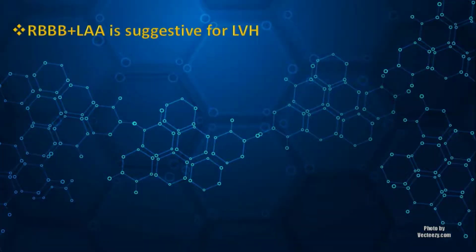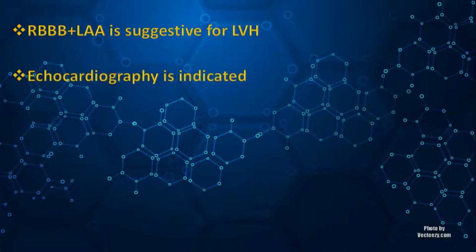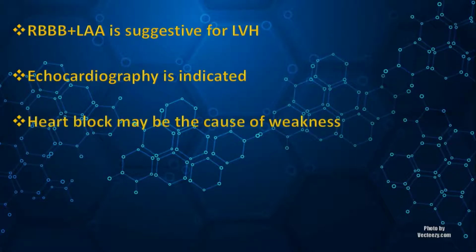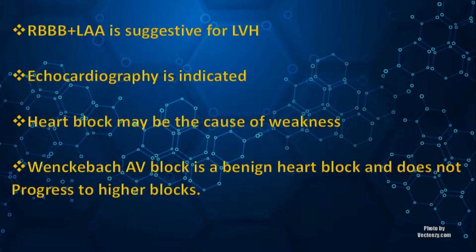Note that presence of right bundle branch block with LA abnormality is suggestive for underlying left ventricular hypertrophy, so echocardiography is indicated. On the other hand, the underlying block may be the cause of weakness in this patient. So, further evaluation and cardiology consult is necessary. But in my opinion, urgent hospital admission is not required in this patient, because Wenckebach AV block is a benign heart block, and usually does not progress to higher blocks.